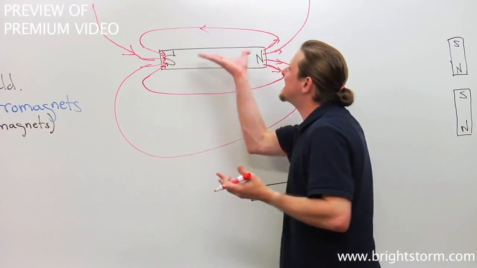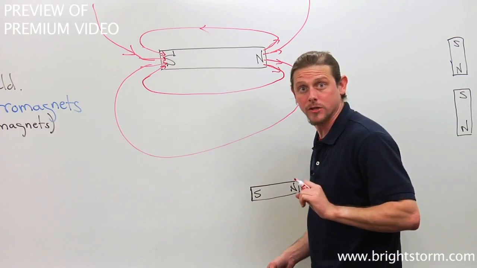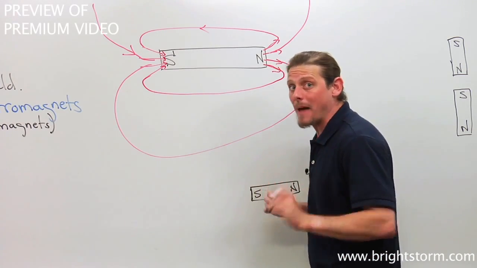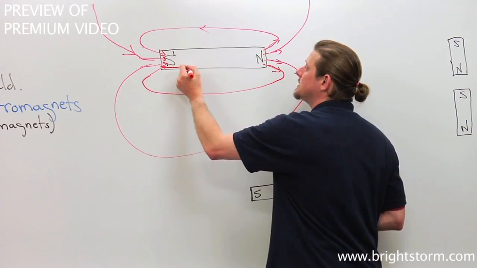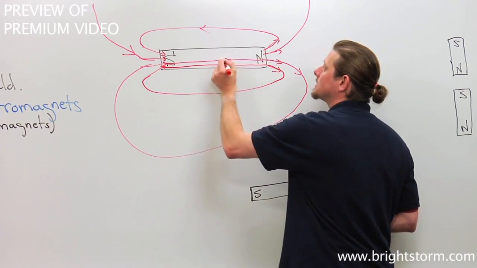But now what happens inside the magnet? This is where the difference is between electric fields and magnetic fields. Inside, the magnetic field lines continue all the way through, just like this.